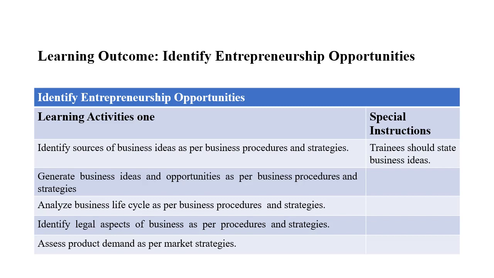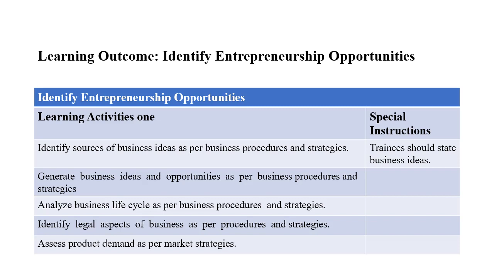This is Lesson 3 of 7 on Entrepreneurship. Learning Outcome: Identify entrepreneurship opportunities. Learning Activities 1: Identify sources of business ideas as per business procedures and strategies. Special instructions: Trainees should state business ideas.